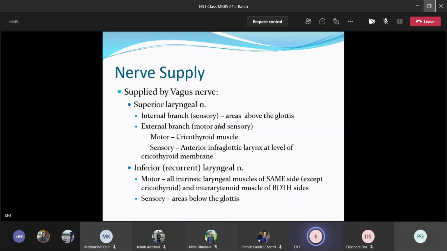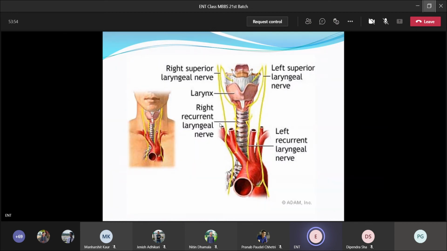The branches of the vagus: superior laryngeal nerve and inferior laryngeal nerve. So now the right laryngeal nerve is shown in the diagram, the left superior laryngeal nerve is shown in the diagram, the left recurrent laryngeal nerve is shown in the diagram, and the right recurrent laryngeal nerve is shown in the diagram.